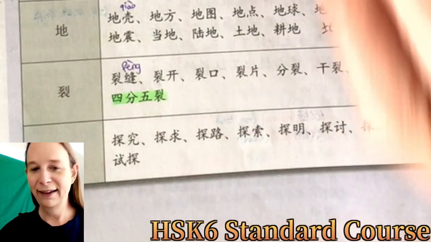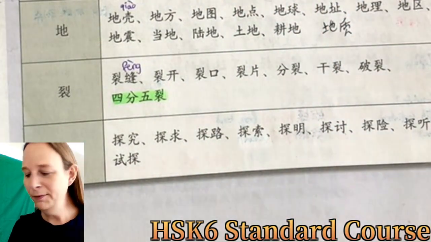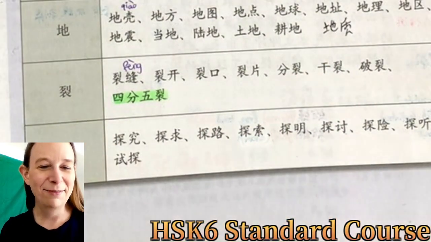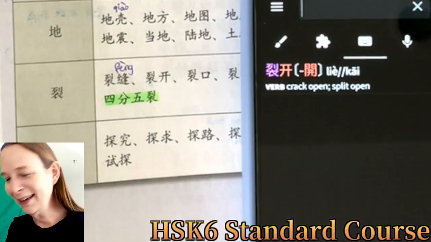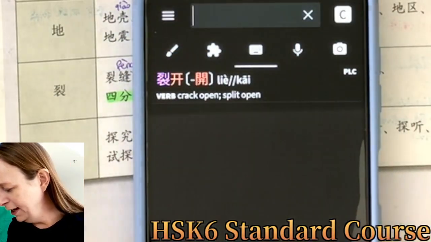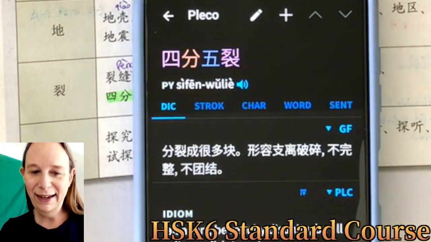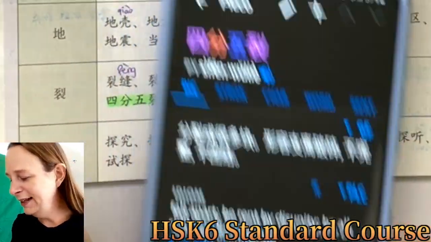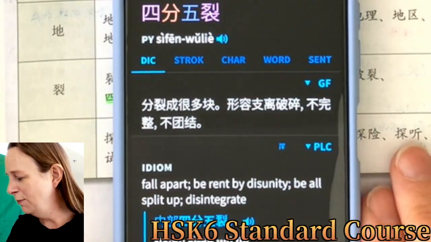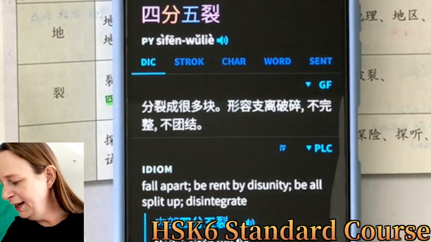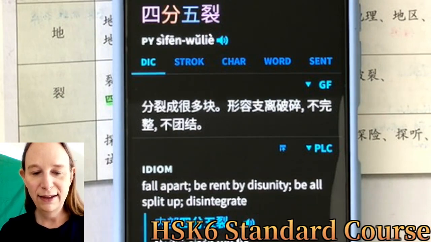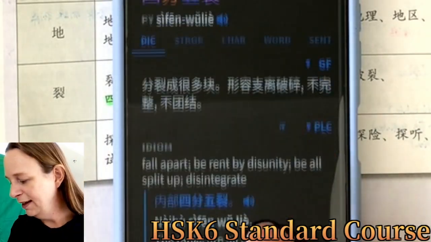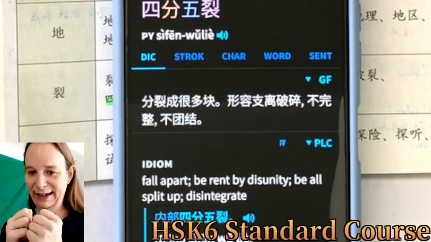四分五裂, I have no idea what this means. 四分五裂, oh, maybe it's just 分裂 but with numbers thrown in. 四分五裂 maybe this describes an extremely ruptured system or something like that. Usually the numbers just imply a high degree of whatever else is left. 分裂成很多块, okay, so it's not just split, it's split into many parts. It's not just fractured or ruptured, it's into many parts.